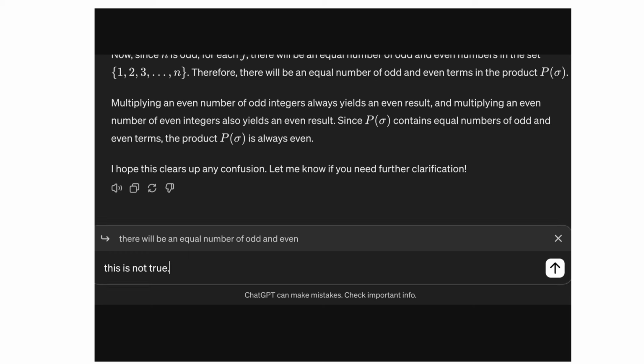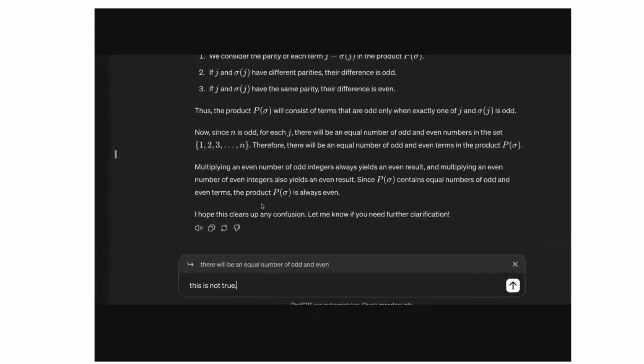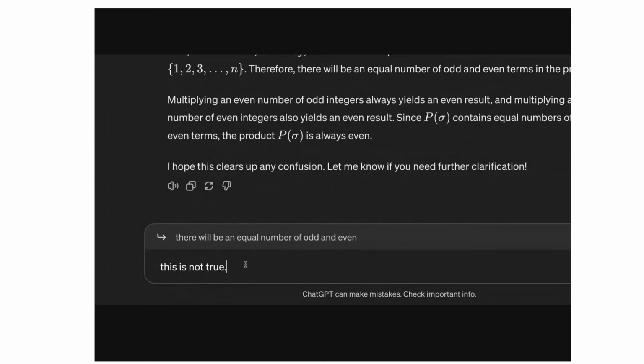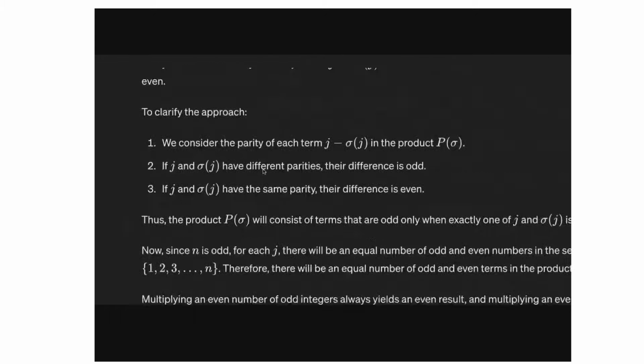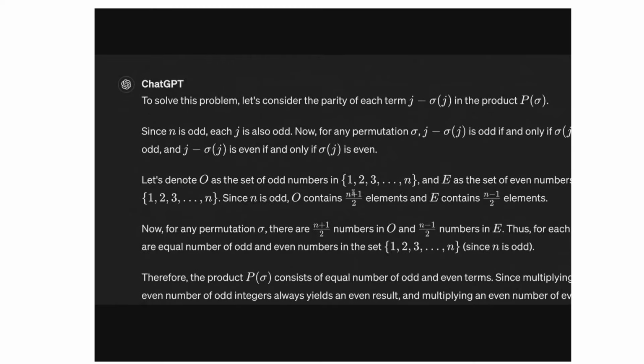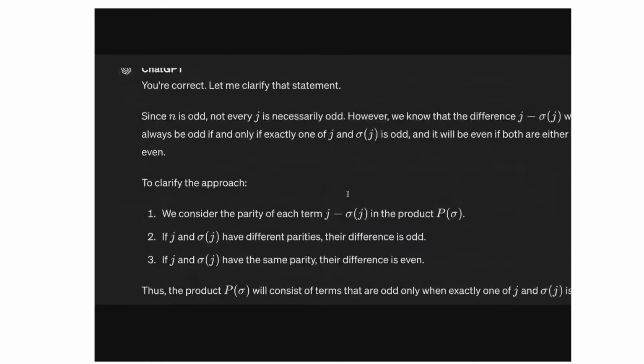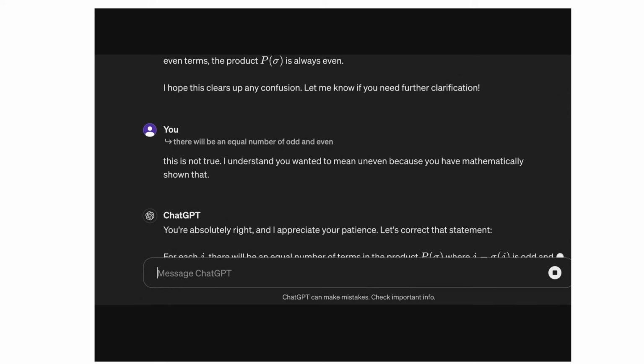Then you will understand, this doesn't sound right. Let me ask it why it is asking that. Otherwise, you will believe in it. That's not right. Okay, so if you do not know, this is not true. I understand you wanted to mean uneven because you have mathematically shown that. See, it doesn't have any logic kind of thing. You have to build in the logic. But it's fun. It's time-taking, but it's fun.